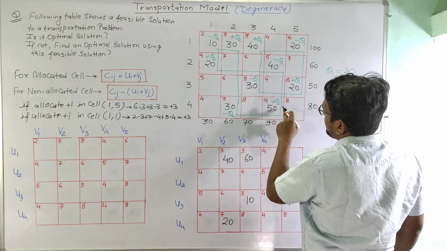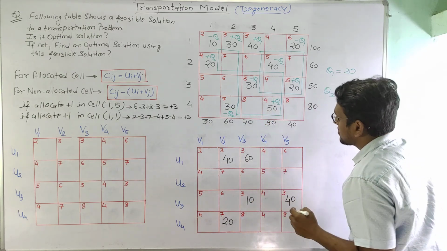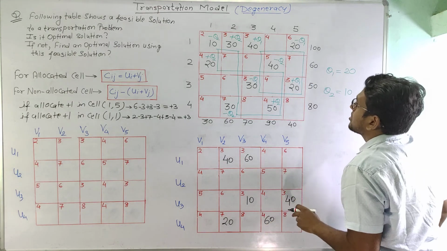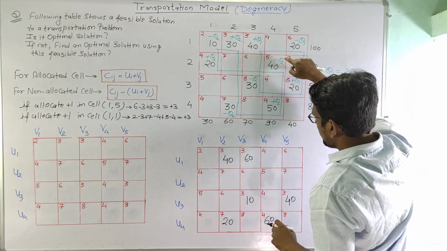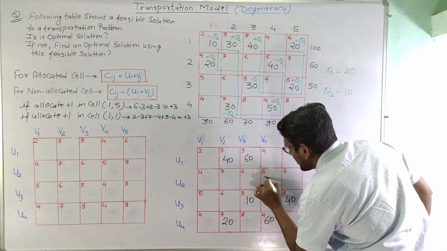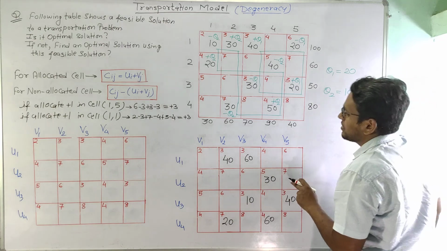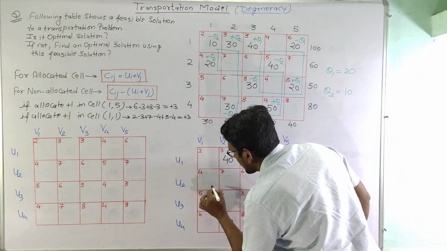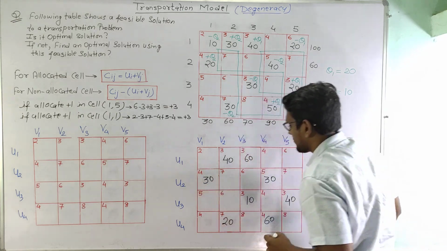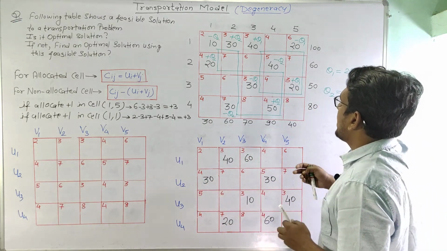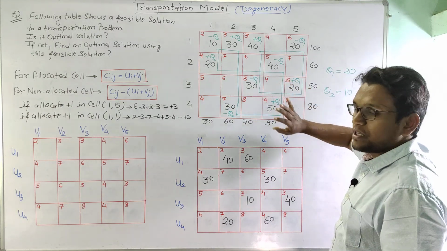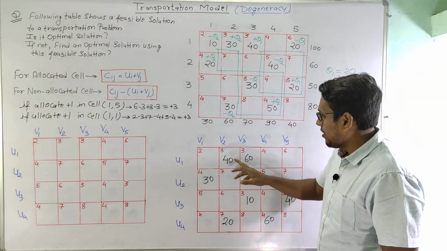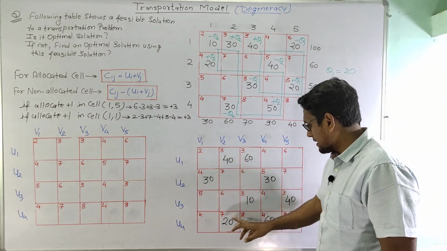Similarly, we have 50 plus theta 2, that means 50 plus 10 is 60, so this will be 60. Similarly, we have 40 minus theta 2, that means 40 minus 10 is 30, this will be 30. Here it is 20 plus theta 2, that means 20 plus 10 is 30. So now we have improved our solution, and let us see how many allocations we have. 1, 2, 3, 4, 5, 6, 7, 8.